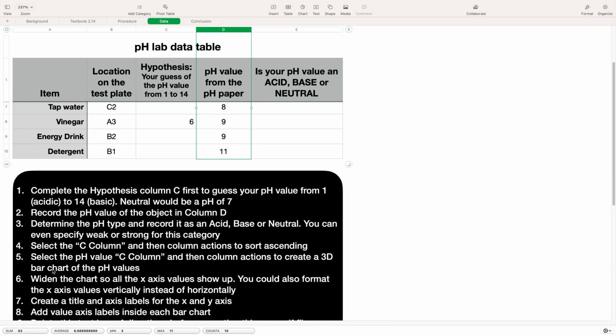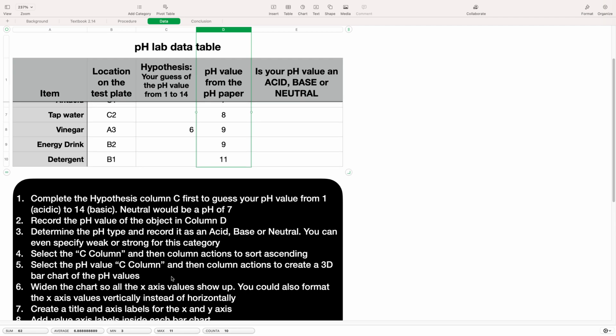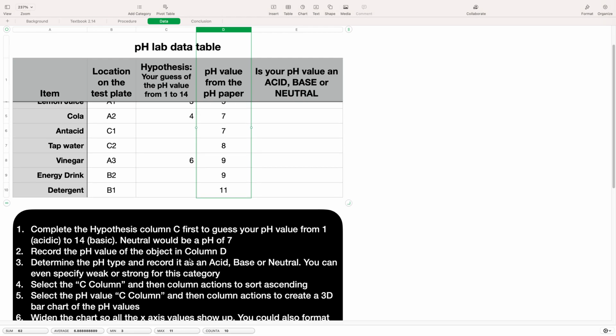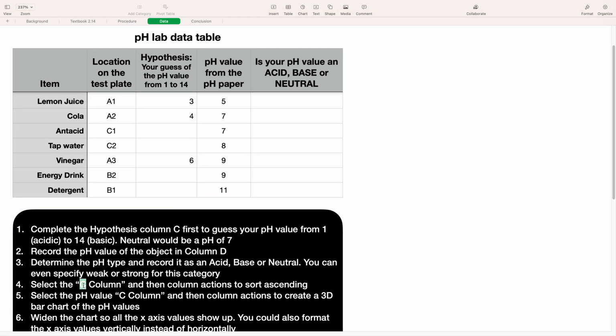Then we're down here to number 5, and you are going to make a 3D bar chart. So you're going to select the C column, and it actually should read the D column. That didn't get fixed, did it? So I'll fix that. So we're sorting by D, not by C. You want to make a change to that? If you need to, you would click down here and you would say this is the D column that you're sorting by.